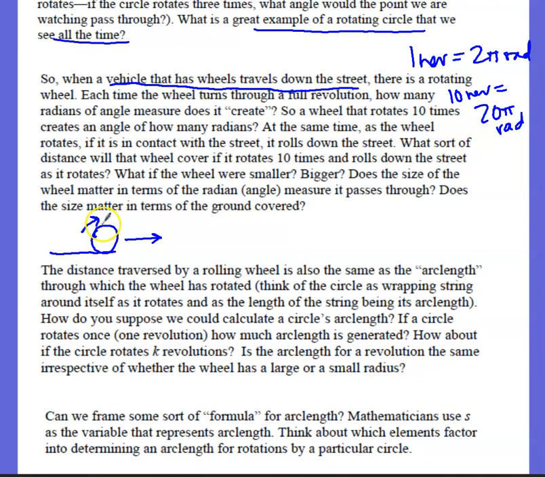Well, let's think about one time. When this wheel rotates once around, then it's going to move along the street the same as the distance of the tire. So you can think of it as however long it takes to get around would be how much it moved.